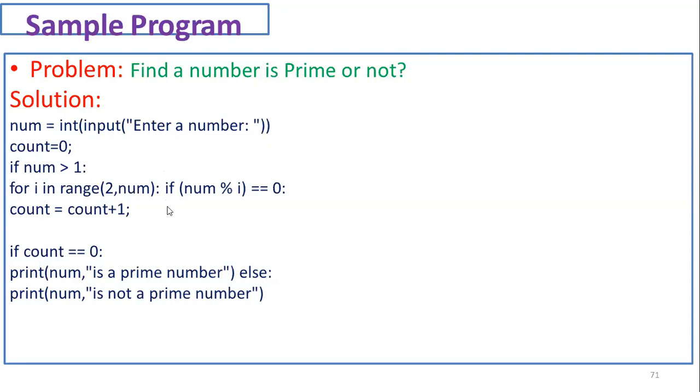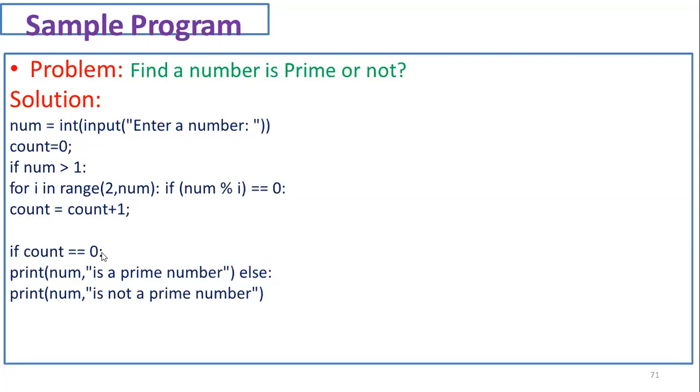This will be in the next line. If num modulo i, where num is the number you are getting, equal to 0. Equal is the equality operator. Then count equal count plus 1. This is count equal count plus 1.